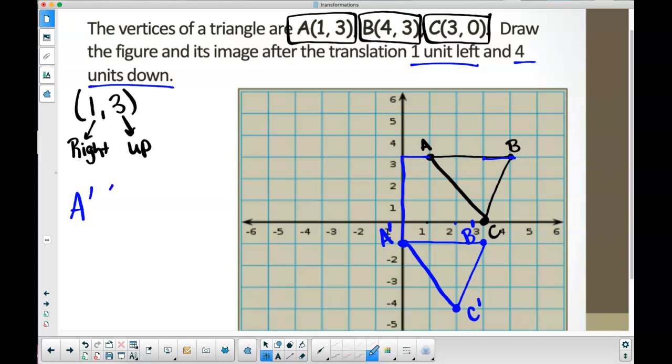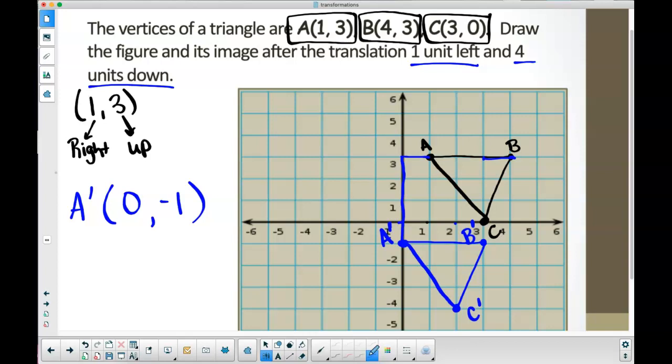This is what you're going to have to do on your homework. What's A prime? What point is that? If you had to tell somebody the directions of that point. Starting here, you would say, don't move it all left or right, right? So it'd be 0, and then go where? -1. So A prime is 0, -1.